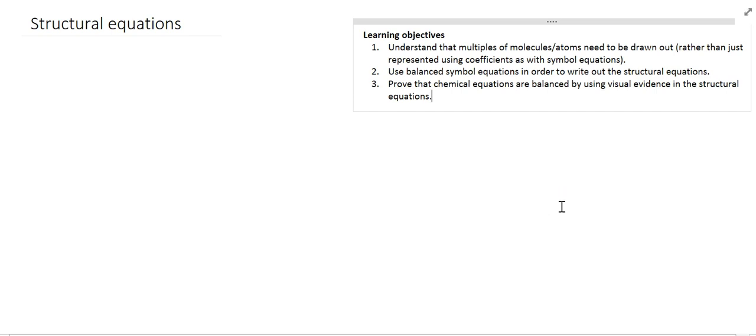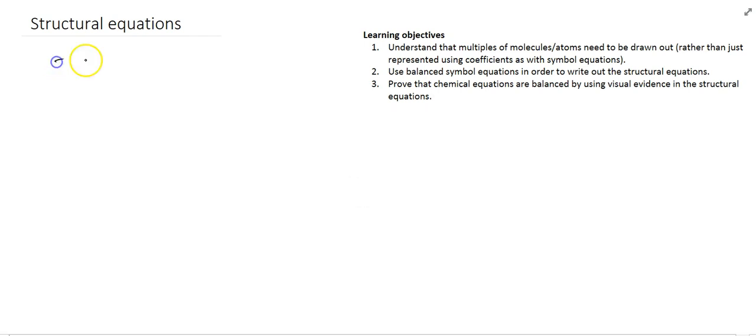Hey guys, in this video we're going to have a look at one of the three ways that you can represent chemical reactions, and this is called the structural equation. So chemical reactions can be represented in terms of the graphical structures, I suppose, of chemical substances. With structural equations, you should really understand that chemical substances are represented graphically.